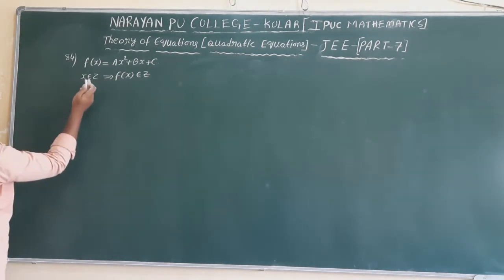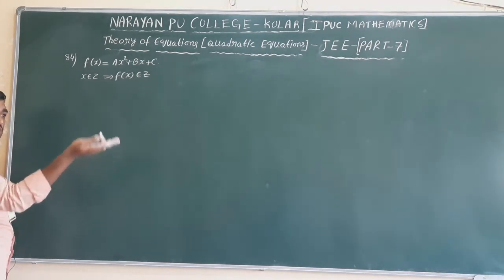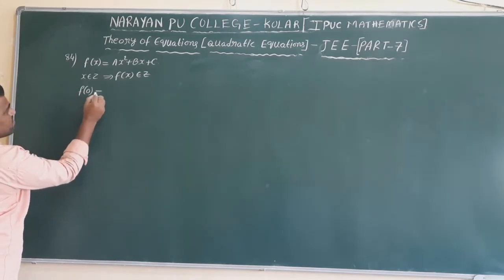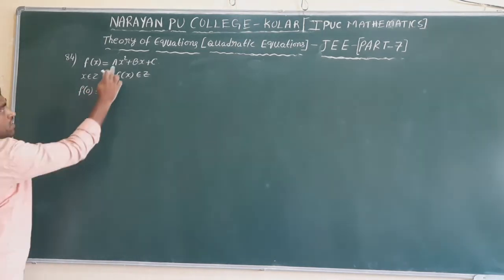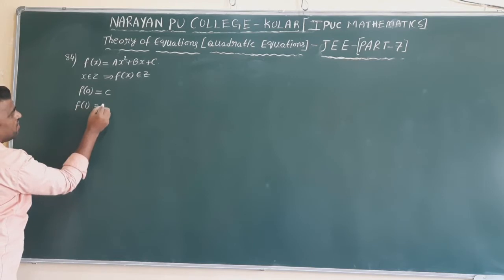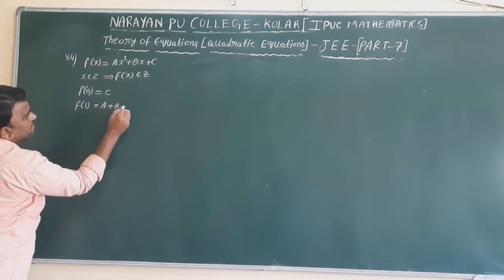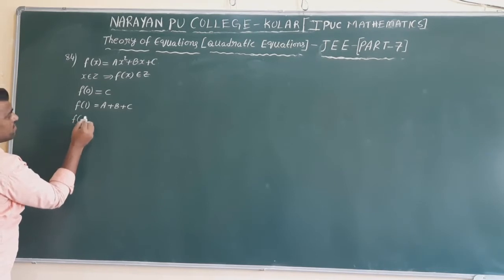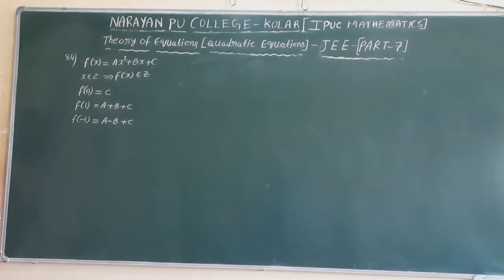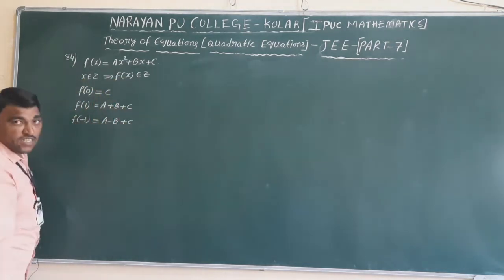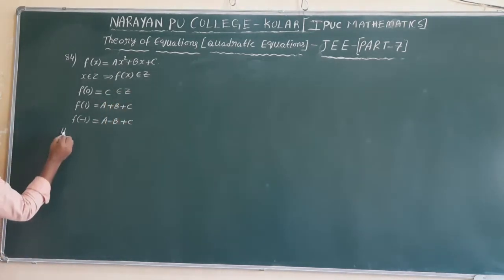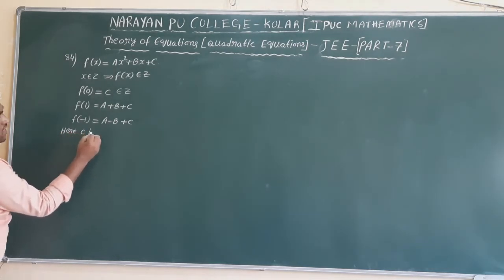So first, let x belong to the integers. Integer means you can take either 0, positive numbers, or negative numbers also. I will take f(0). Not only 0, you can take any numbers. Wherever x is there, substitute 0, that is C. f(1) is A + B + C. f(−1) is A − B + C. So while taking the integers, f(x) also we got as an integer. Now based on that, C is an integer. Here, C is an integer.